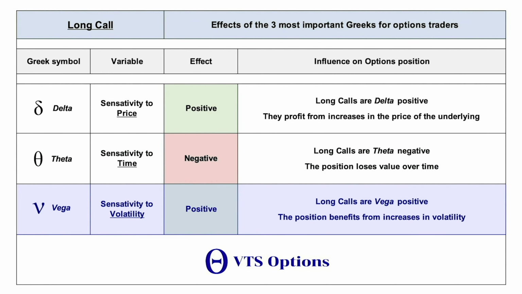And lastly, Vega is an option sensitivity to volatility. Long calls are Vega positive. They gain value with increases in volatility and lose value with decreases in volatility. So ideally, they are best open during periods of lower volatility. So there's a little room for volatility to go up and have the trade benefit from that positive Vega factor. So that's the general profile of the long call as well as the 3 most relevant Greeks.